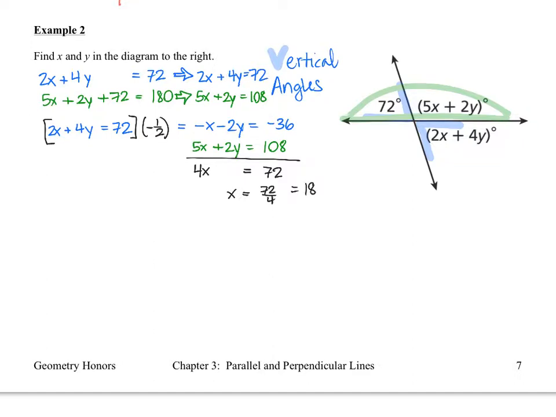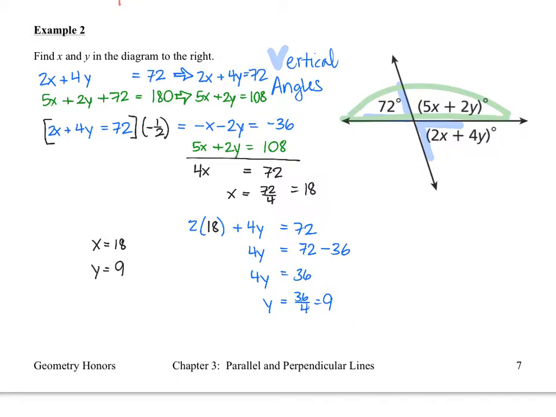So we found x. Now we're going to plug x into one of the equations to find y. I'm going to plug into the first equation, 2x plus 4y is equal to 72. We plug in the value of 18, and we end up with 4y is equal to 72 minus 36, which means 4y is equal to 36, and y, therefore, is equal to 36 over 4, which is 9. We have found both values. X is equal to 18 and Y is equal to 9.